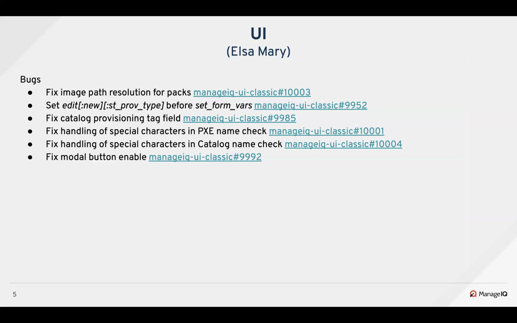Thanks, Jason. So for UI, we had several bug fixes. One is to fix image path resolution for packs. Another one is to set the provider type in the edit state before setting form variables. We also had a fix on the catalog provisioning tag field, and also a PR to fix special characters in PXE name check and catalog name check, and a fix on the modal button because the button would appear as enabled when it should have been disabled. So yeah, next slide.